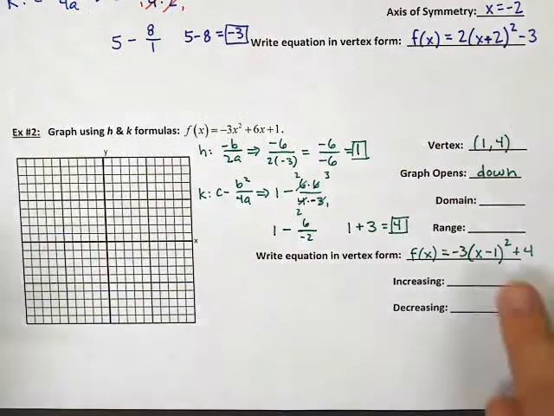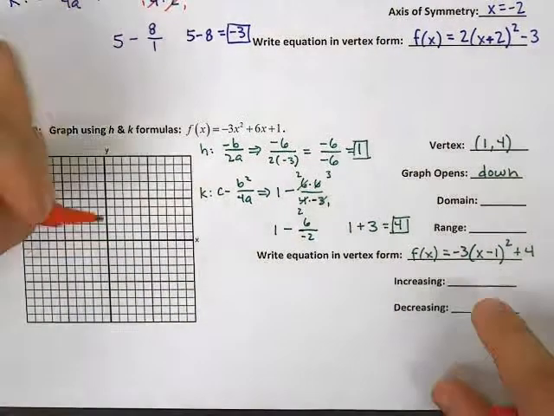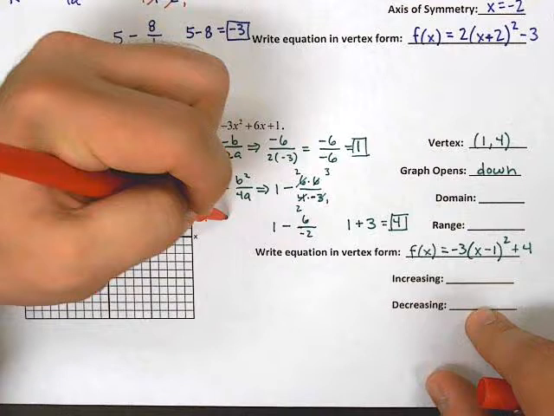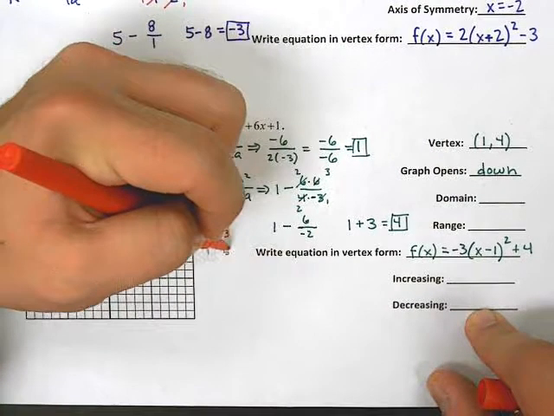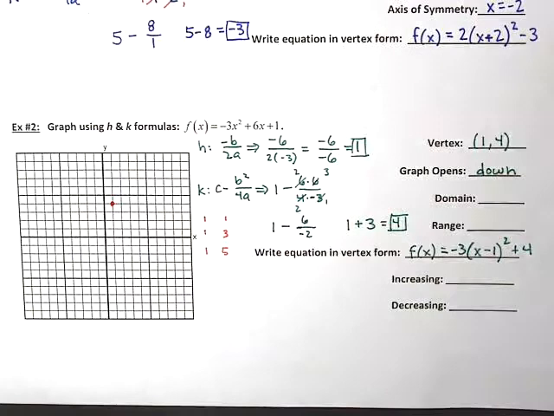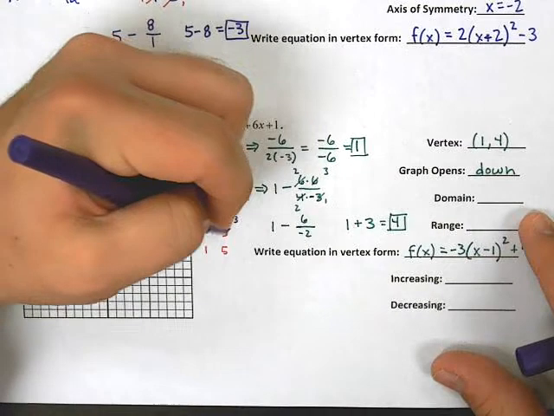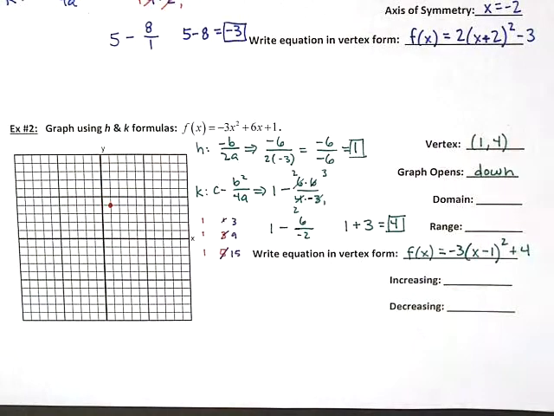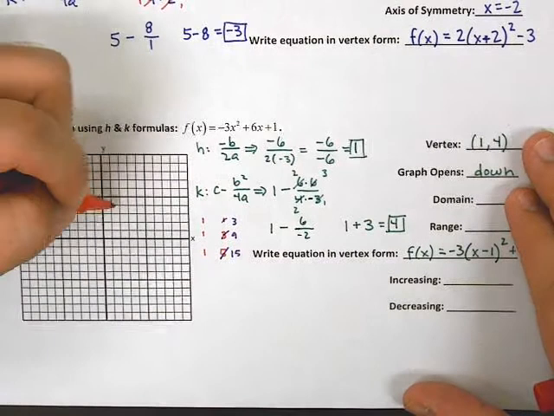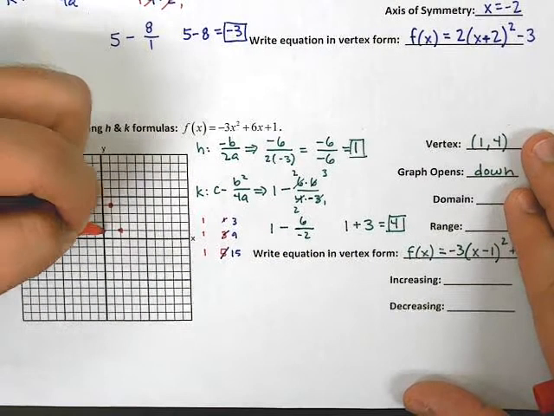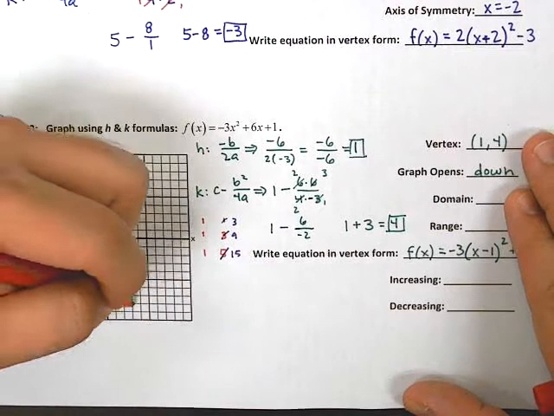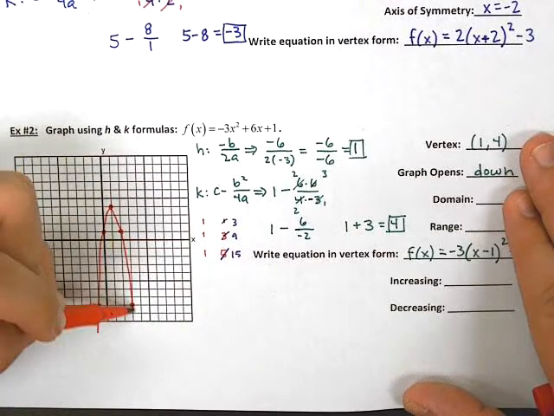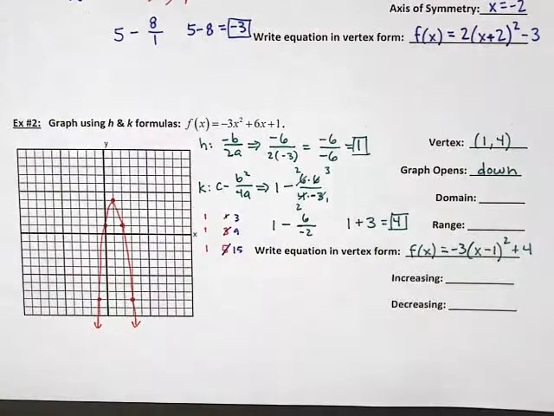And now we could graph. We know we need to be at 1, 4. And we know our growth pattern. Instead of going 1, 1, 1, 3, 1, 5, it's going to be 1, 3, 1, 9, 1, 15 because of that vertical stretch. So, over 1 down 3, over 1 down 3, over 1 down 9, over 1 down 9, I can graph something like that.